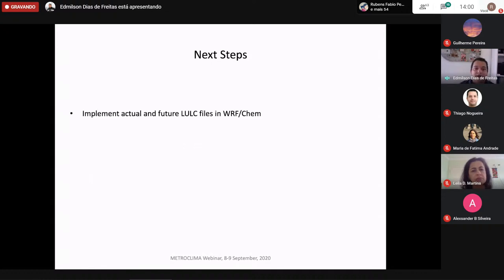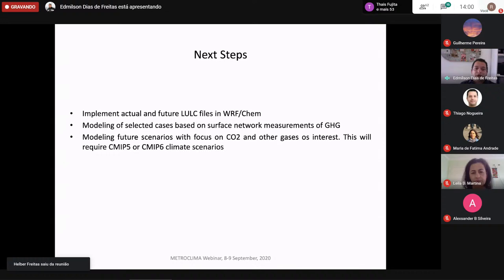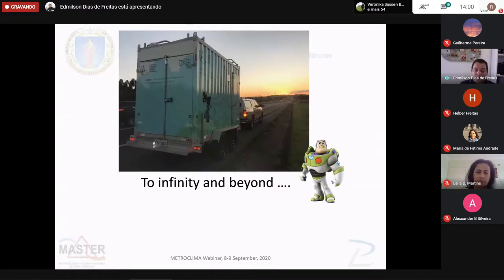So what are the next steps? We want to implement this land use file made by Luana Macedo, and this file that I just showed you, to make some simulations with WRF-Chem. The idea is to model selected cases based on the surface network measurements of greenhouse gases. And also we want to use CMIP5 or CMIP6, which will be available soon, to provide the boundary conditions for the atmospheric models. So that's what I had to show you.